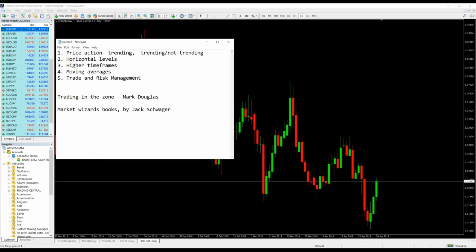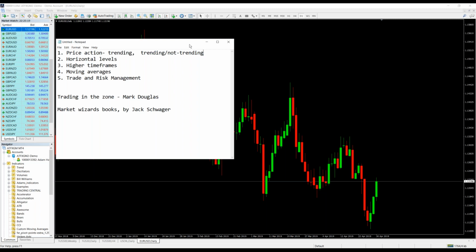Okay, so basically what we want to do is understand the difference between trending and not trending. Okay, so any market, any time frame is either going to be in one of two states. It's either trending or not trending currently. And if it's not trending, I want to stay away from it. And if it's trending, it's either going to be trending up or down. And then that's fine. That helps me determine which way I need to go.